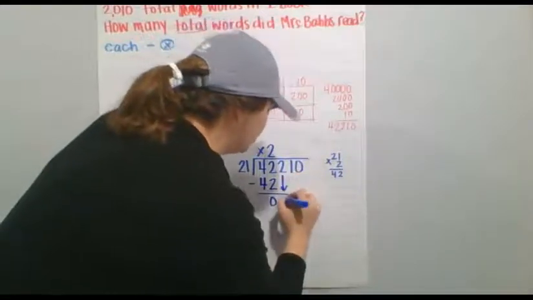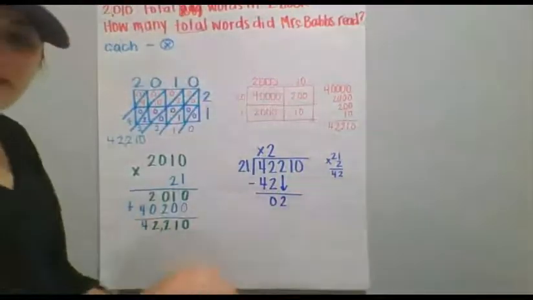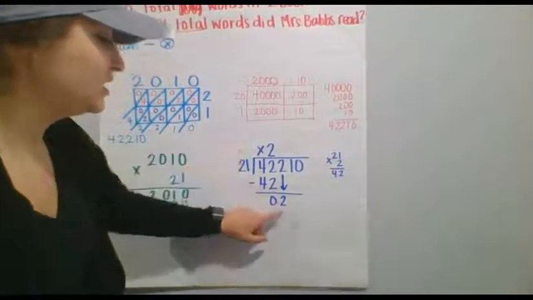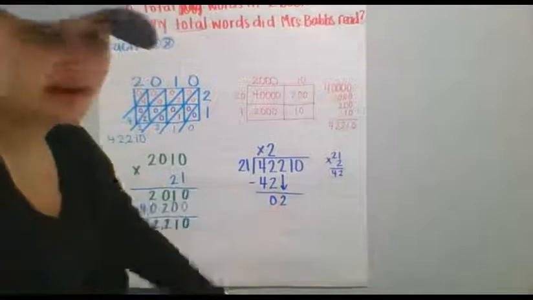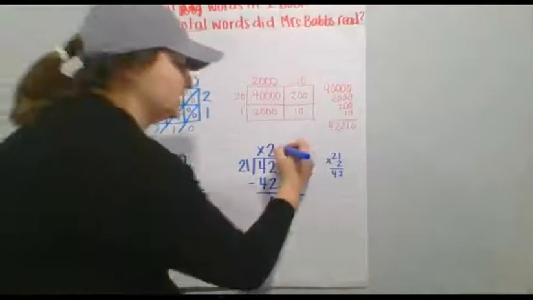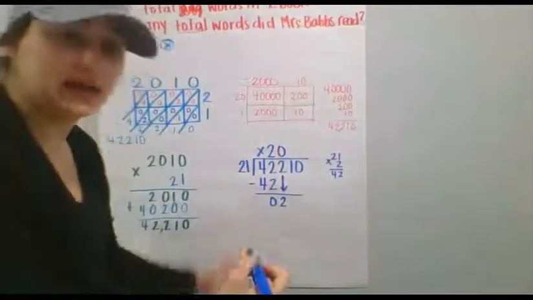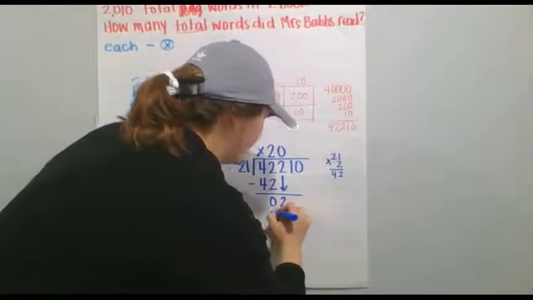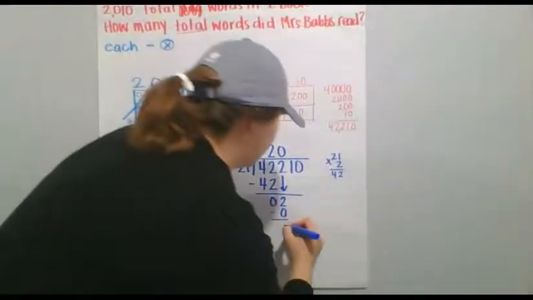Bring down your 2. And remember, this is kind of a misconception sometimes. We think that because 21 can't go into 2, we have to bring another number down. But we just have to tell ourselves 21 goes into 2 0 times. Okay, and then we move on. 21 times 0 is 0. We subtract and we get 2.